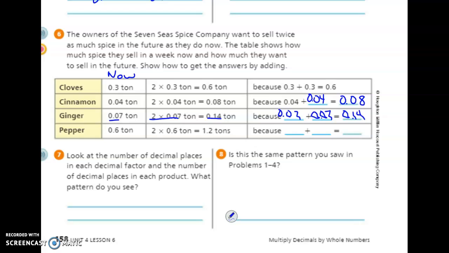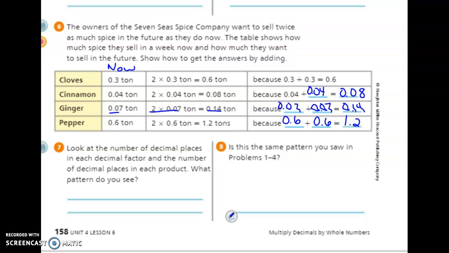All right, now the last one, pepper, 6/10 of a ton. Same thing, doubling sixes, you get 12 or 1.2, because 0.6 plus 0.6 is 1.2. All right, so now we're not dealing with money. They want us to look at the number of decimal places in each decimal factor and the number of places in the product. Remember, the product is the answer. So let's take a look at these one by one.